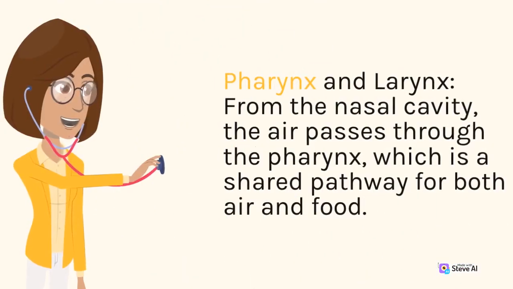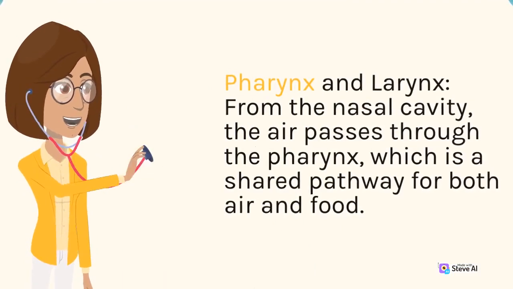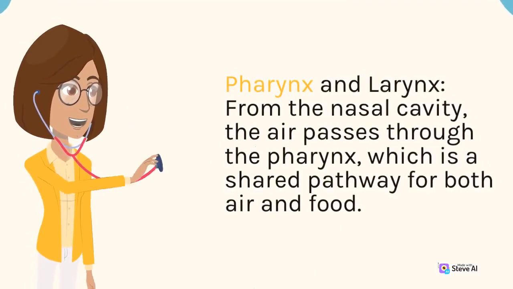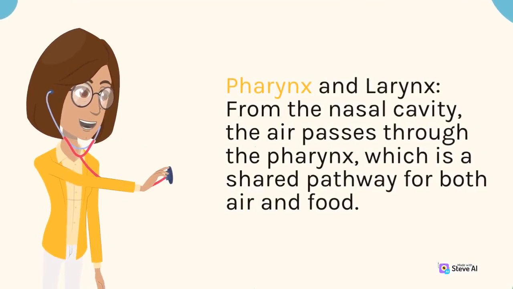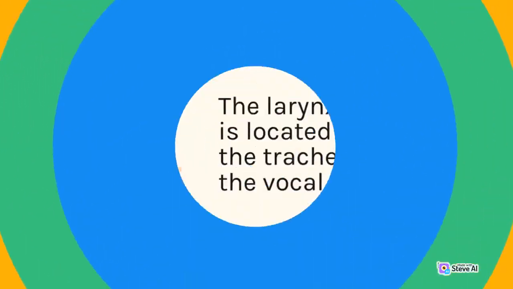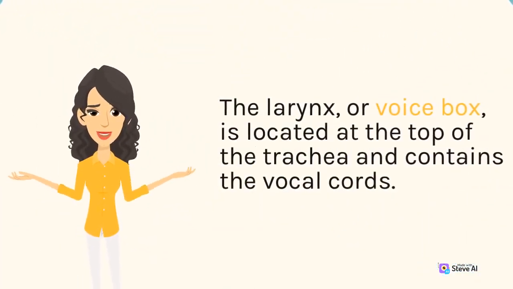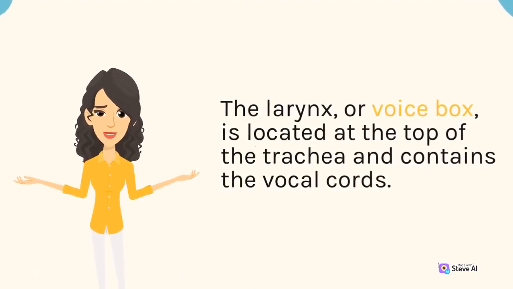Pharynx and larynx. From the nasal cavity, the air passes through the pharynx, which is a shared pathway for both air and food. The larynx, or voice box, is located at the top of the trachea and contains the vocal cords.